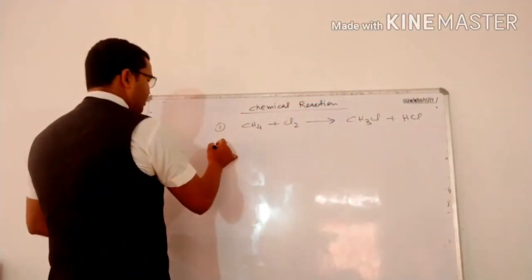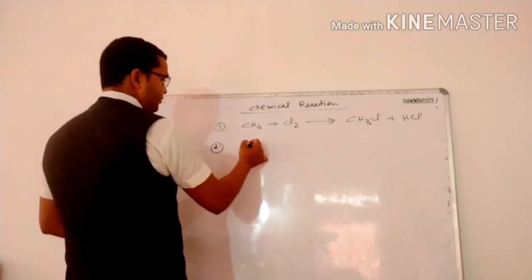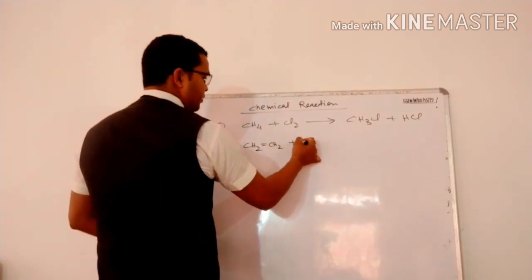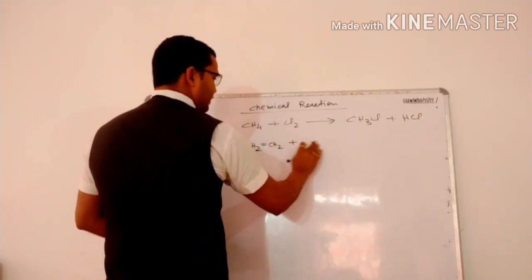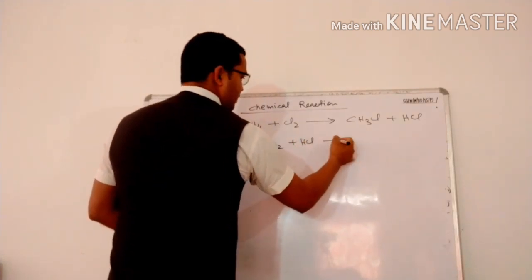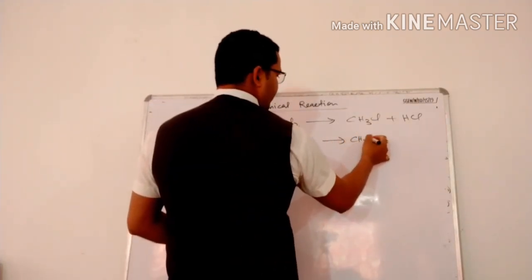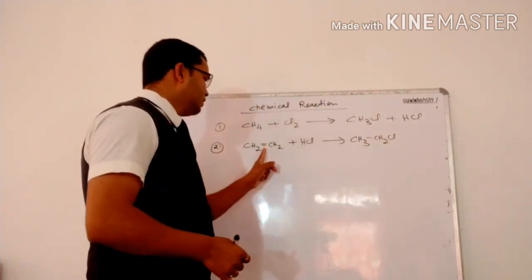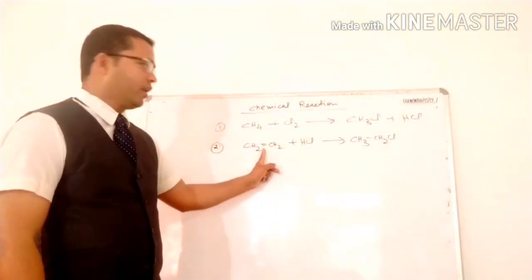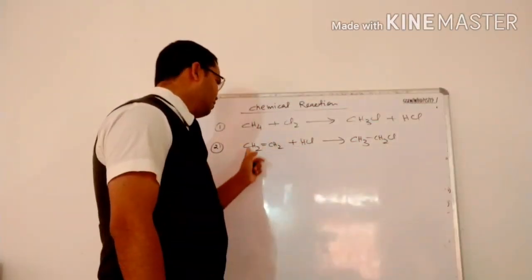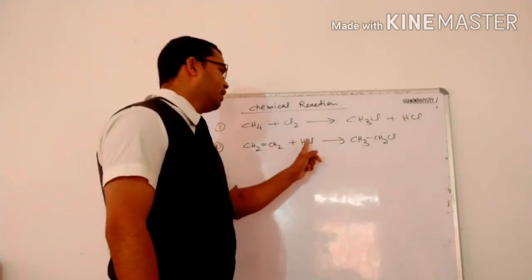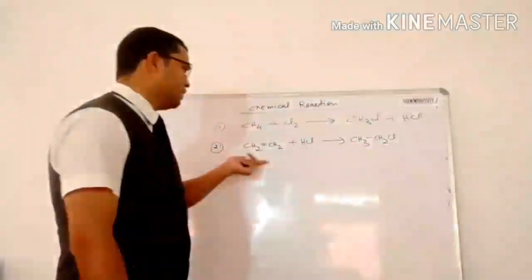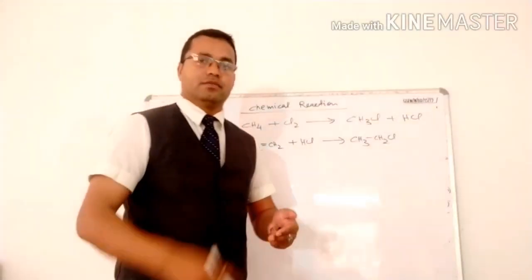Another reaction, number 2. For example, we have ethyne plus chlorine or HCl. One of the bonds is broken and we add one hydrogen to one carbon and chlorine to the other carbon. So it gives chloroethane. This reaction is called addition reaction, because an element is added.